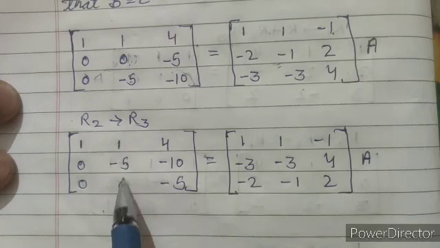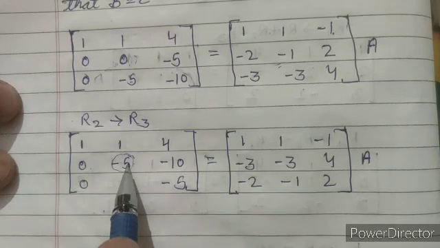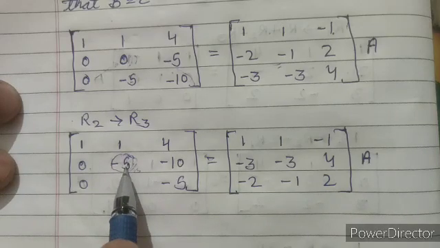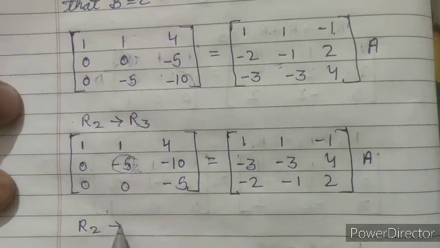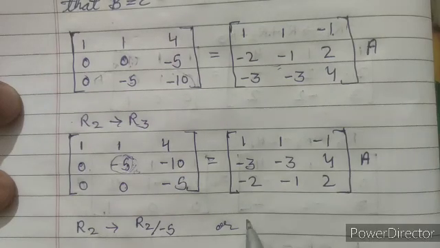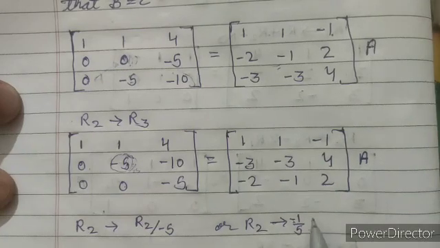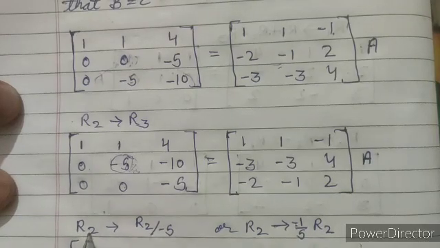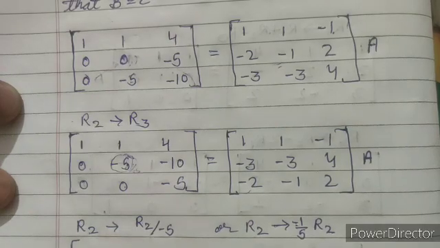Now after interchanging row 2 and row 3, we are getting minus 5 as the second element of row 2. If we divide it by minus 5, this will give us 1, which is required. So we will convert R2 to R2 divided by minus 5, or you can also write R2 converted to minus 1 by 5 into R2. Now as we are changing R2, R1 and R3 will remain the same on the left hand side and right hand side.